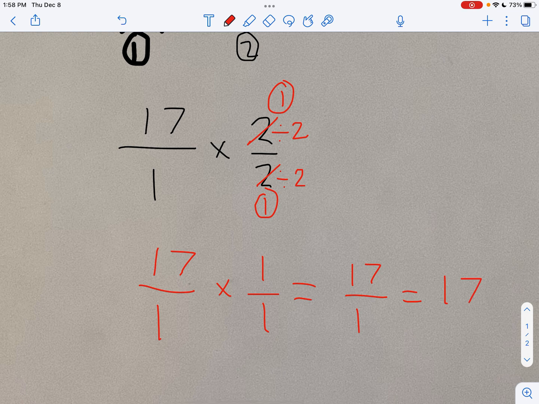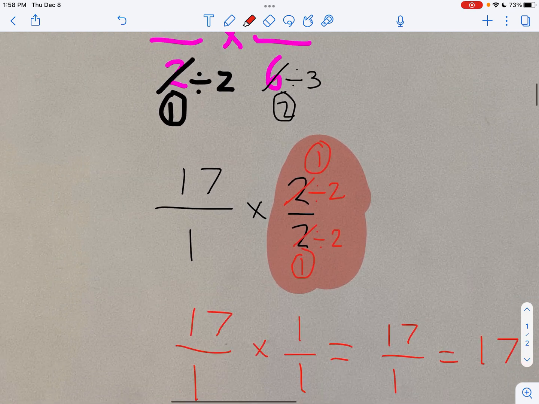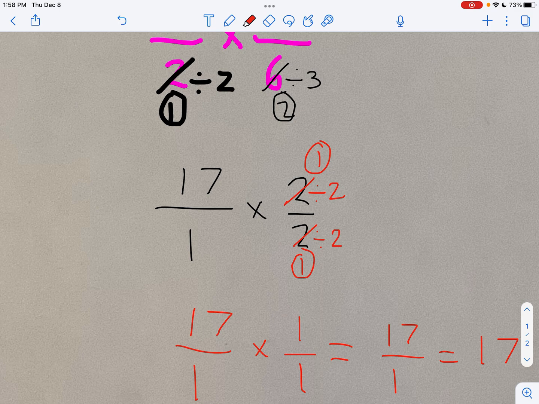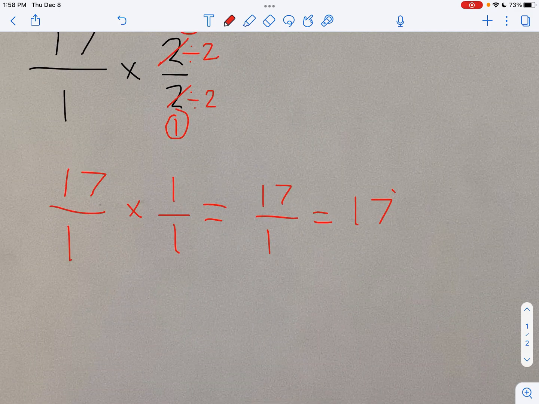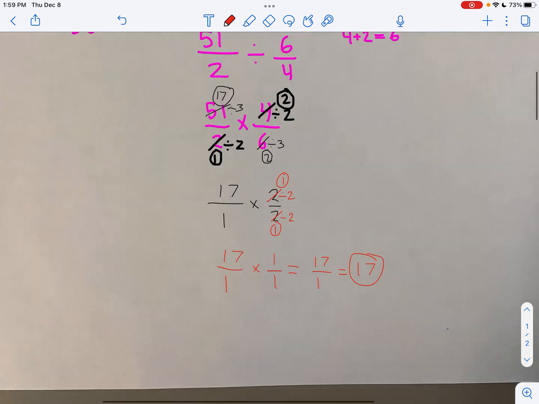You could have also recognized that 2 over 2 equals 1 and just cut out this entire step right here, but it's always good to check when you're finished with that first simplifying step, just to make sure that there's not a top and bottom in the same fraction that can be simplified. So your final answer for this one should be 17, and I'll leave you there.